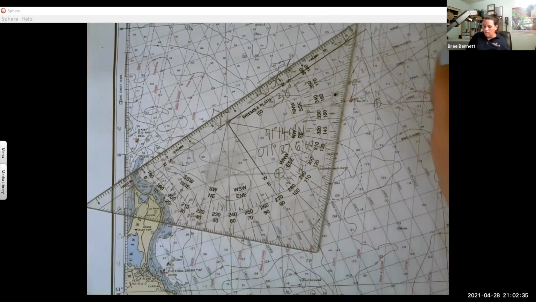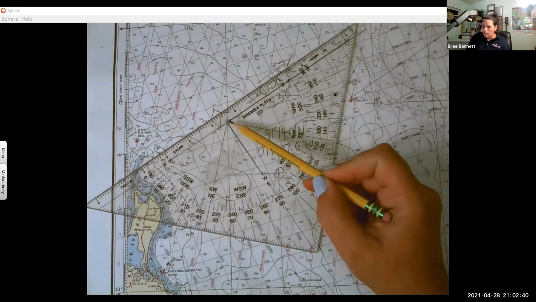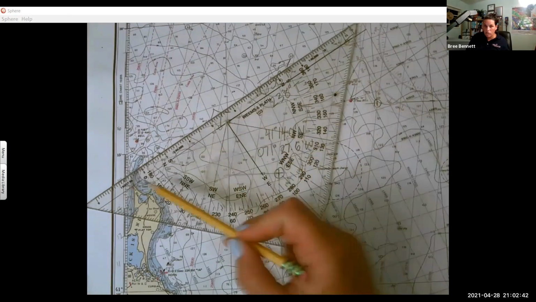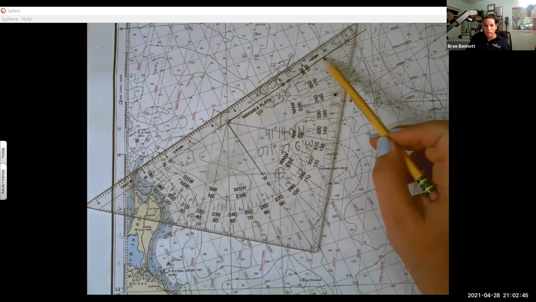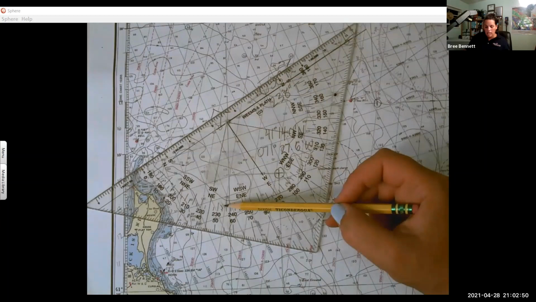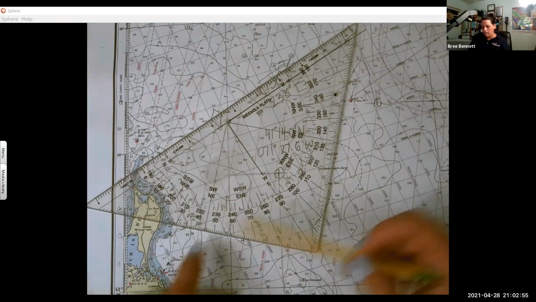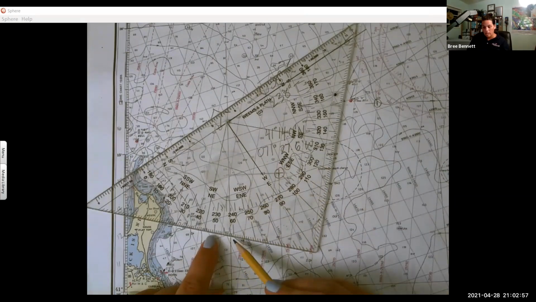So if you guys can see that, we have the long side of the triangle in line with my course, and then I have my focal point on a vertical line. So on the bottom here, I'm going to read the numbers to get my course line. So I am in between 050 and 060, I'm about 2 degrees in. So I have my 058.